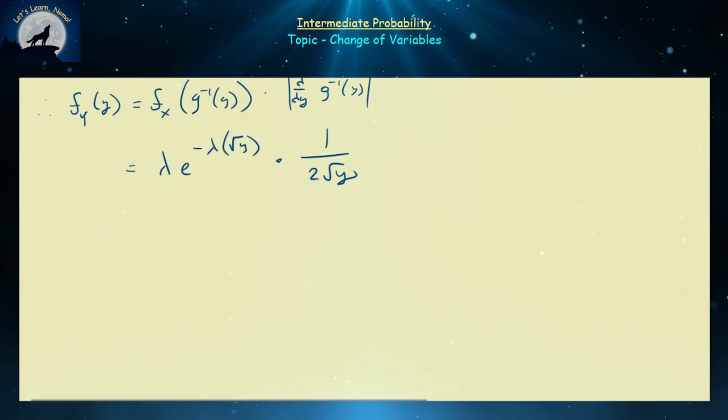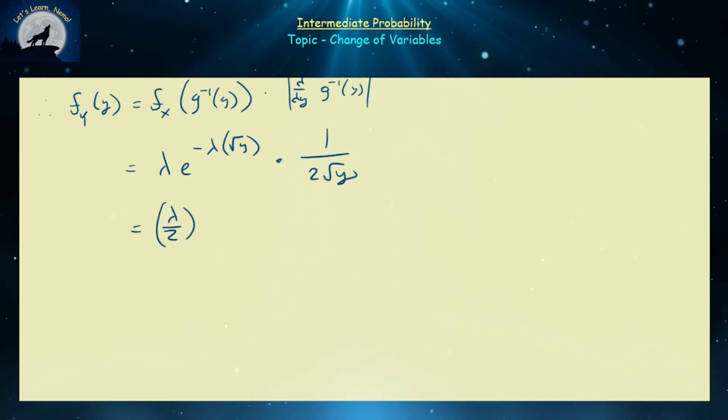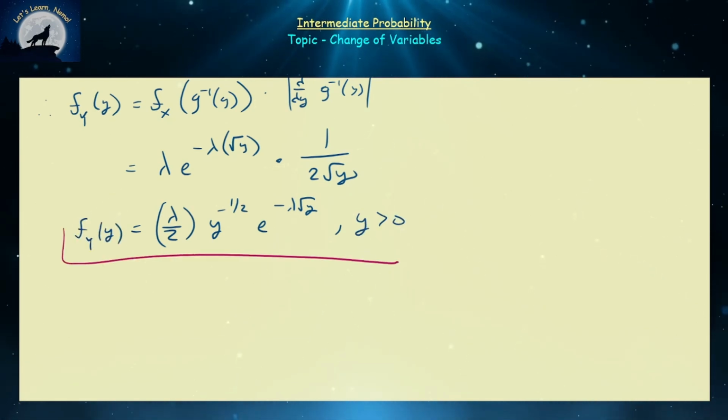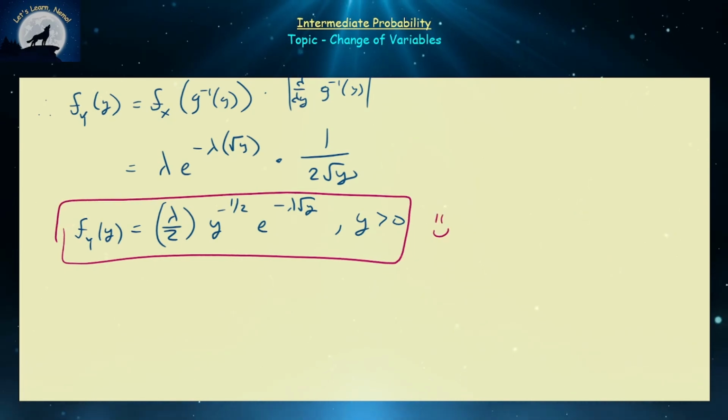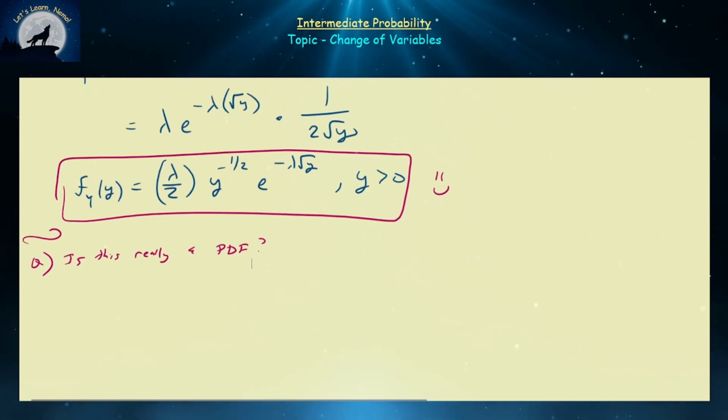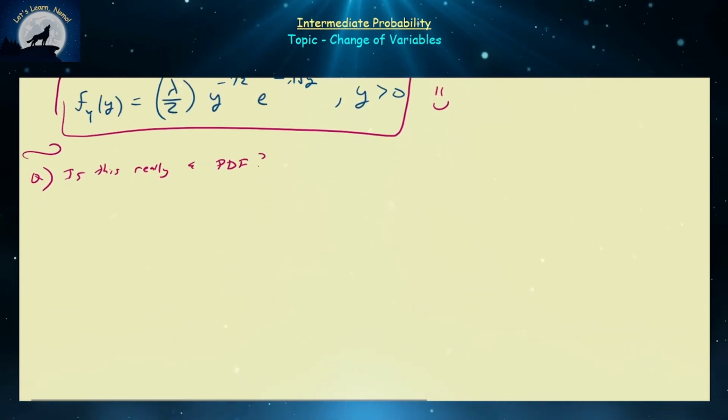Let's just rearrange this to make it a little bit nicer. We can write this as lambda divided by 2 times y to the minus 1/2 times e to the minus lambda square root of y, and that's going to be defined for y greater than 0. So that is our probability density function for y. One interesting question: is this really a probability density function? You should be able to quickly verify that this is always non-negative, so that's not an issue.